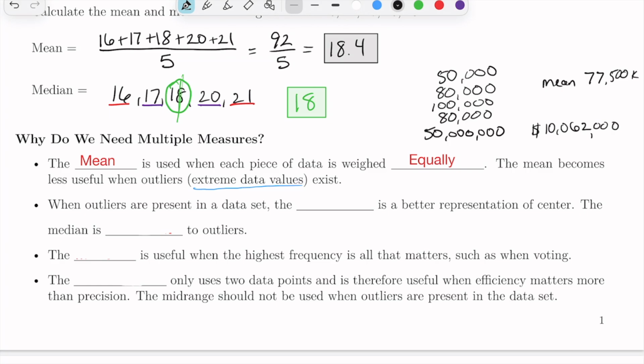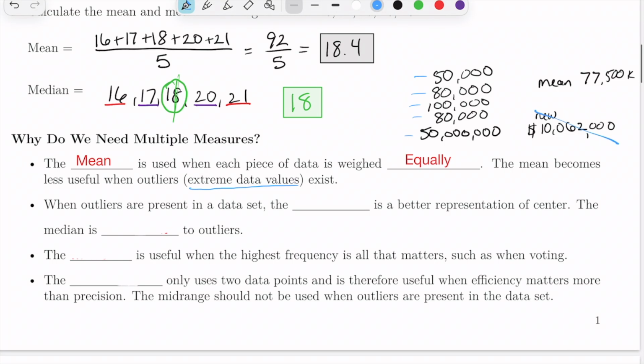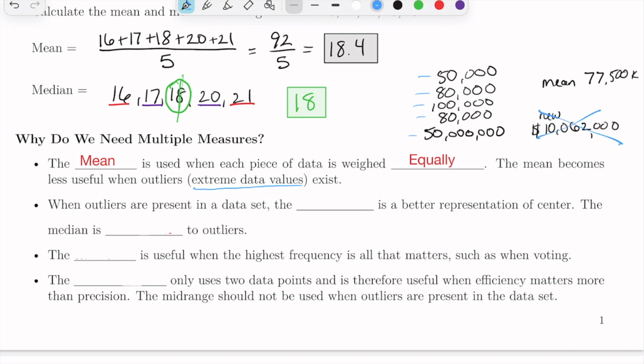And our new mean, now that we've had a famous NBA player move into the neighborhood that's making $50 million, the new mean is over $10 million. The problem is that's not a good typical number to describe the income of the people in this neighborhood. I mean, look, we have a 50,000, an 80,000, 100,000, an 80,000, and then 50 million. That 50 million is clearly an outlier, and we would say that $10 million is not a real accurate description of the people in this neighborhood.